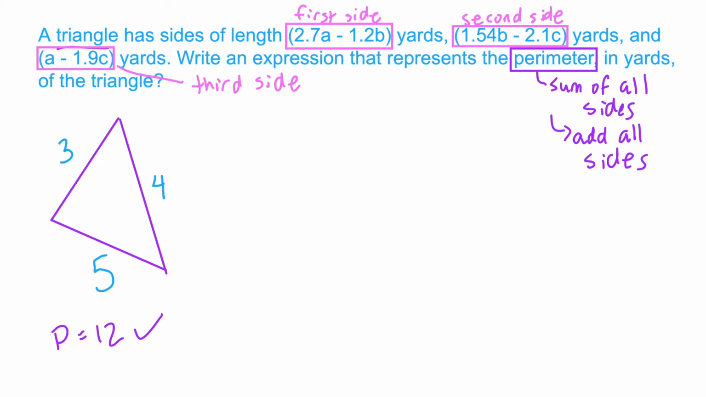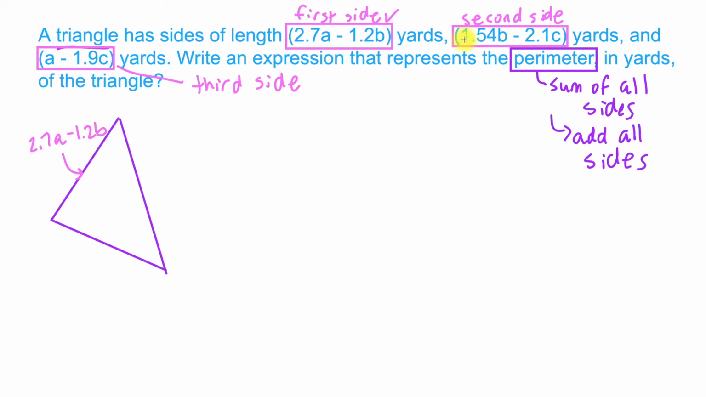So if we use this triangle here, I'll erase all the other parts from our previous example. If we had this triangle here, the first side would be 2.7a minus 1.2b. So I'll write that in. We'll say this side is our first side, and we'll make this 2.7a minus 1.2b. That's this side of the triangle right here. So we're done with that.